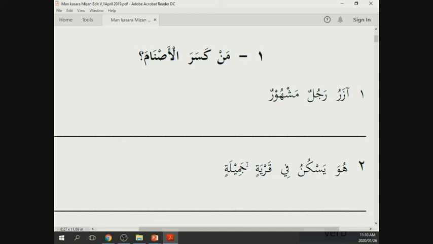Okay, now we're going to go through it with translation. So I'm going to say the sentence, you guys give me some guidance on how you translated it. Who broke the idols? Okay, that was there. Right, next one.